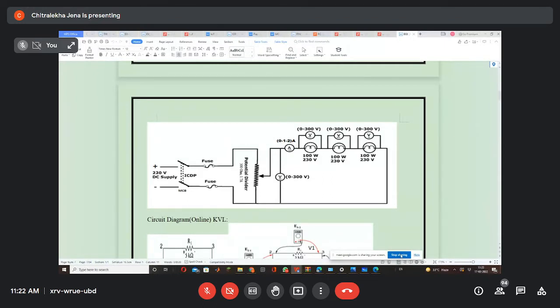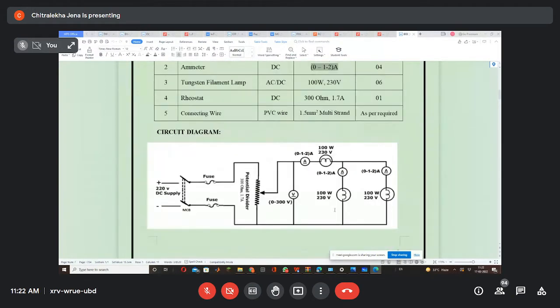Any other doubt? Anyone having any other doubt, tell me. Excuse me, ma'am. Tell. Yes, ma'am. In the first circuit of KCL, ICDP is not mentioned. Why so? I have told you. Actually, now what we are doing is, these are all protective devices. ICDP has been sold. But here you see, when you do the experiment, instead of using all this directly, we are connecting the DC supply to the circuit with the help of MCB actually.